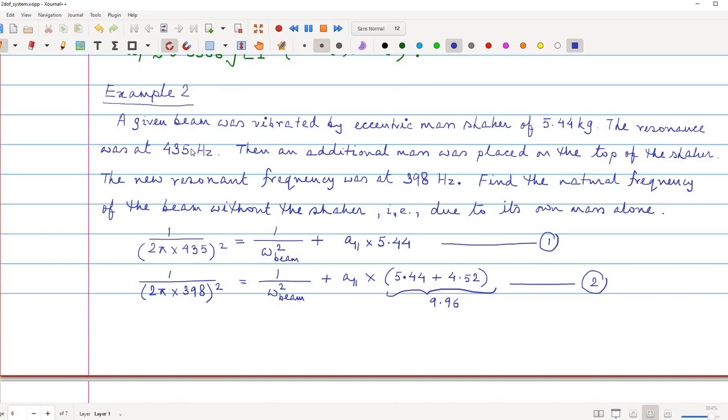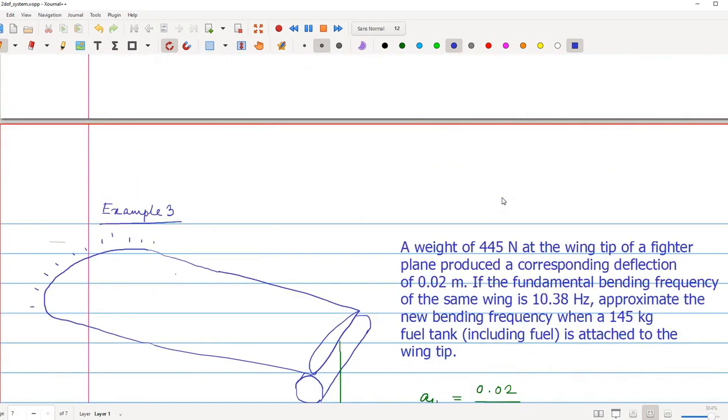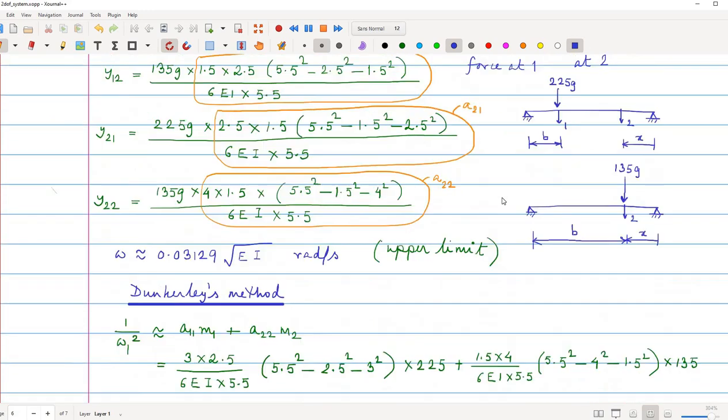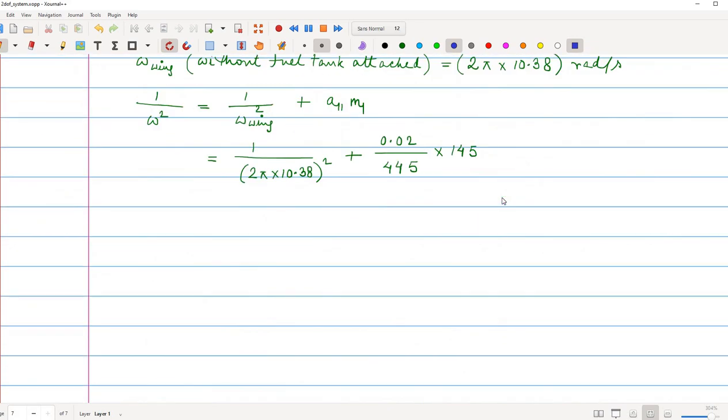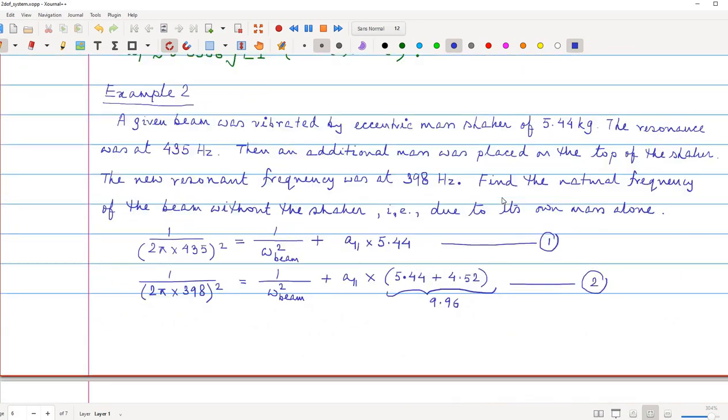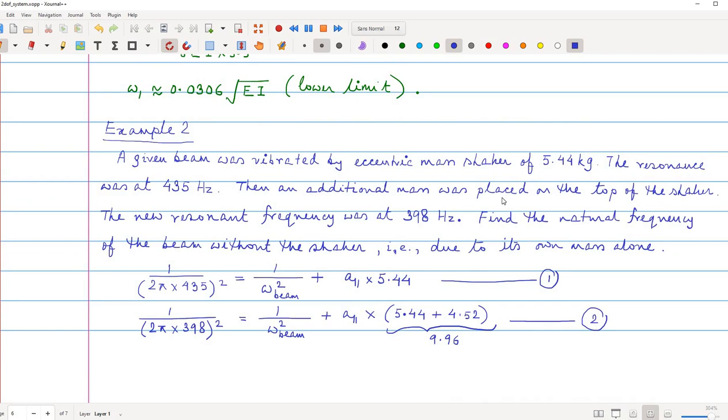So now a given beam was vibrated by, another example, an eccentric mass shaker. So we'll draw the figure. Without the figure we'll not be able to understand. So first we have to draw the figure.